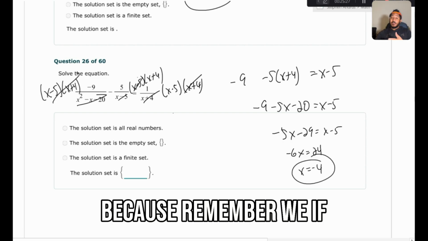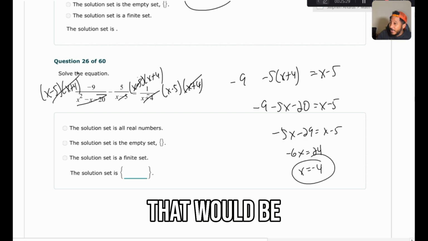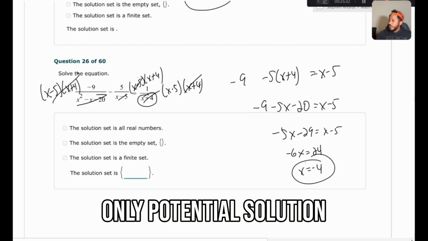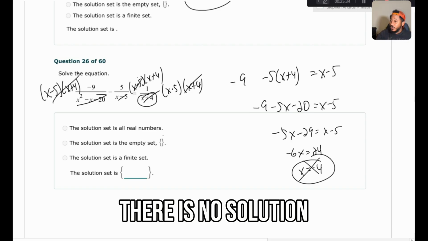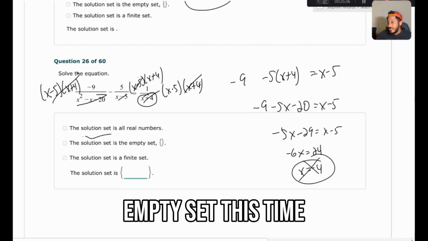But I'm saying potential because remember, if I plug it back in, that would be me dividing by 0 here. So since this is our only potential solution and that one didn't work, there is no solution. Okay, so we'd say the solution set is the empty set this time.